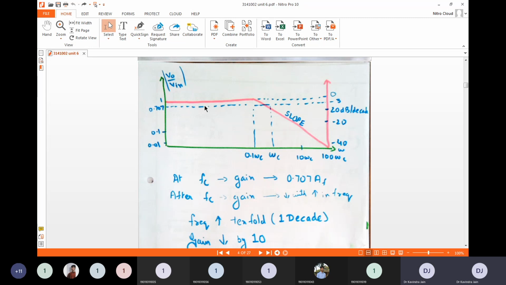So for F equal to FC, the gain of the filter at this frequency is down by 3 dB. From 0 hertz, it is down by 3 dB, minus 3 dB. So it is 20 log 0.707. That can be seen. Fine. So this was the basic explanation about the first order low pass Butterworth filter.